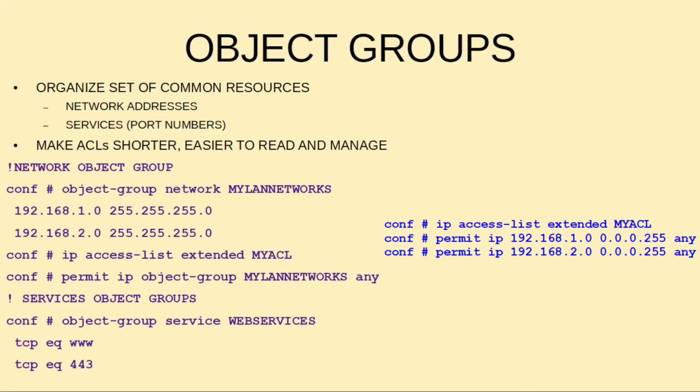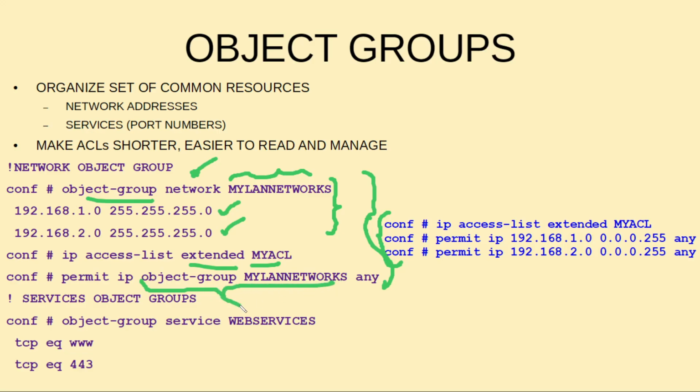In this example, we are showing how to create an ACL with object groups and how to create the same ACL without object groups. When using object groups, we are going to create the object group first with the command object-group, the type of object group, and the name. In this case, we are creating a network object group known as my LAN networks that includes 2 prefixes. Then we are creating an extended access control list that only has 1 entry. Within this entry, as source address, we are making a reference to the object group that we created previously.